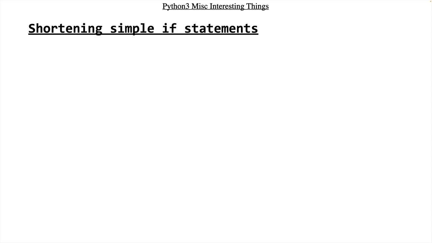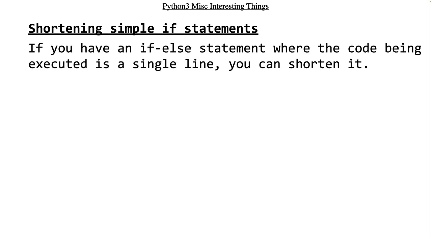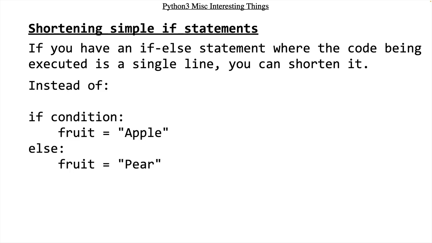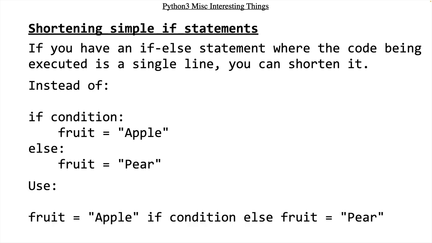There are ways that you can shorten if statements, and typically this is when you have an if statement or an if else statement, which is what I'm going to show you, where the code being executed is a single line of Python code. So you can shorten that. Let's say I had an if condition, set fruit equal to apple, otherwise set fruit equal to pear. A slightly shorthanded way to do this, and a way that results in one line of code instead of 4, is this: fruit equals apple if condition is true, else the fruit is a pear.